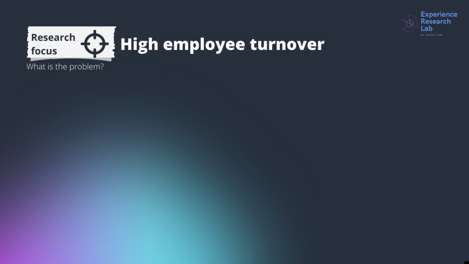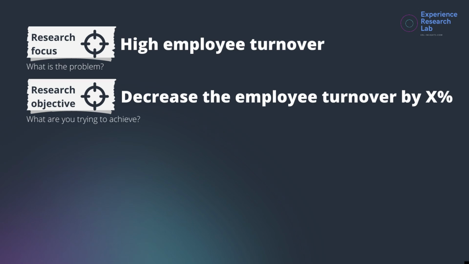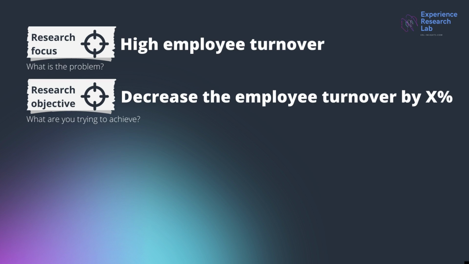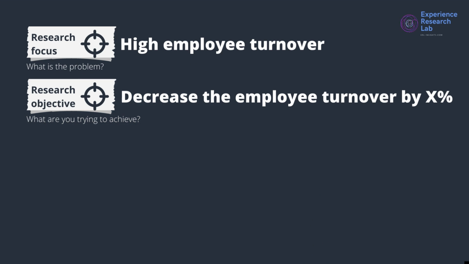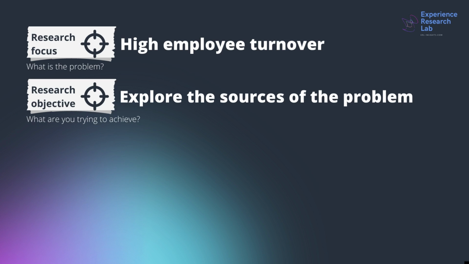Next, you also need to identify the objectives. What are you trying to achieve through this research? Taking the previously mentioned business problem as an example, you may think that the objective must be to decrease the employee turnover by X%. Is it necessarily so? Not always. Often, before setting any number to hit, you need to identify the sources of the problem. What are the sources? Which one is the most critical? And which one is possible to solve with the resources you currently have available?